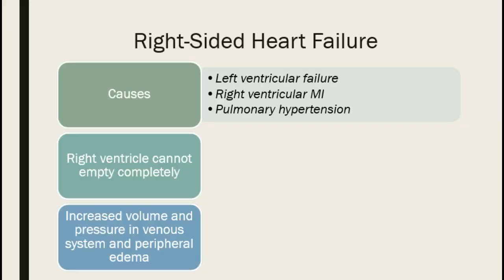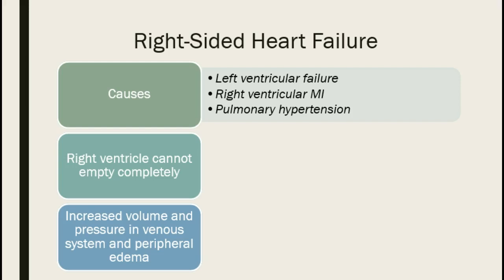Now let's take a look at right-sided heart failure. Some of those causes include left ventricular failure, so when the left side fails, fluid ends up accumulating and that resistance happens, and then the right side of the heart is not able to pump the blood into the lungs and then on into the left side of the heart, and so we end up with failure that's right-sided as a result of the left-sided heart failure.